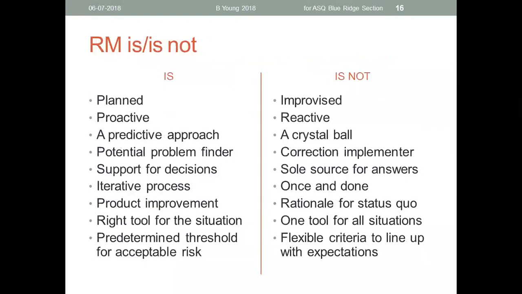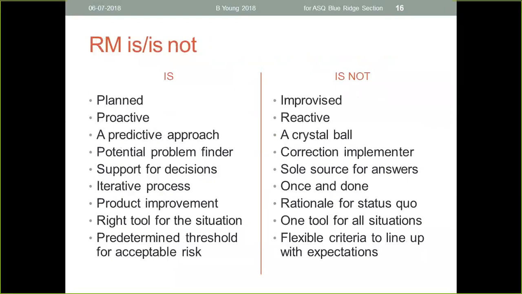Risk management is and is not. A risk management process is planned, it's not improvised. It is intended to be proactive, not reactive. It's used in the predictive mode. You're predicting what could happen. It's not a crystal ball, so you are not always going to be 100% correct. It is a potential problem finder. It is not for implementing corrections.